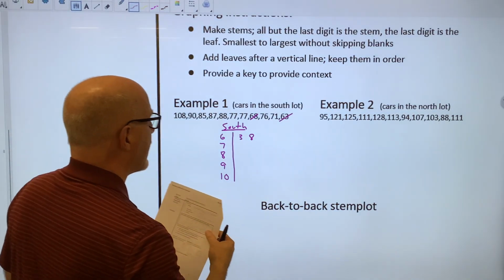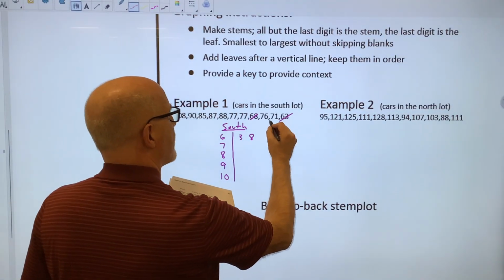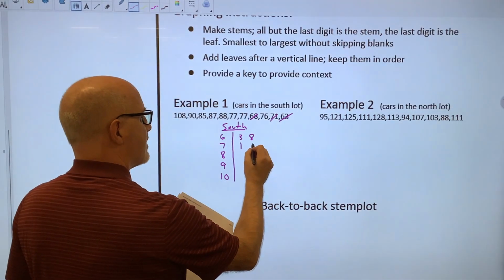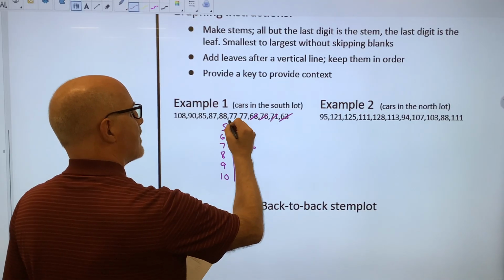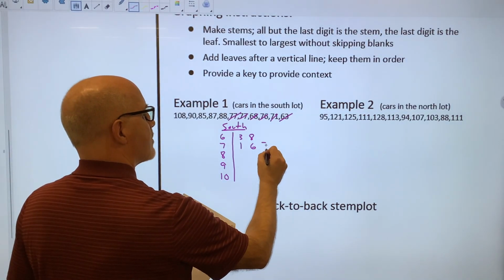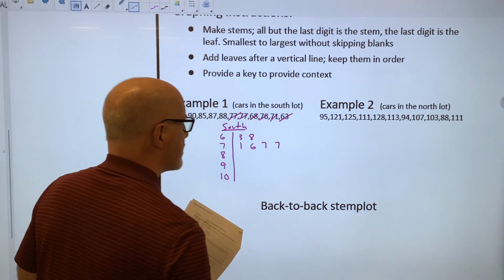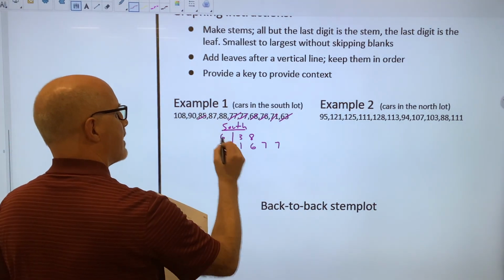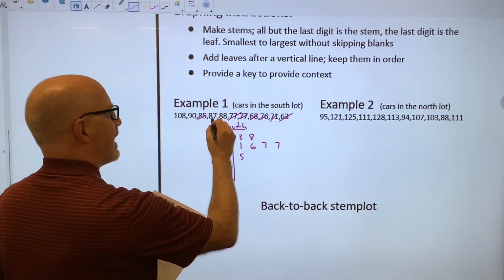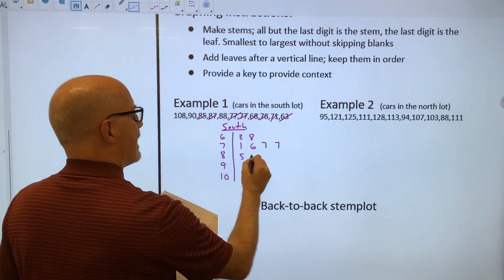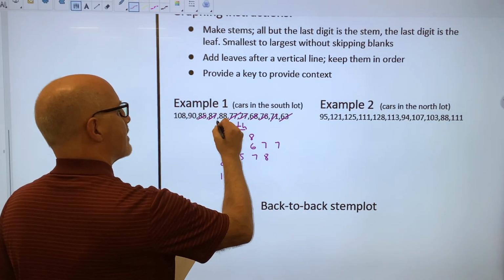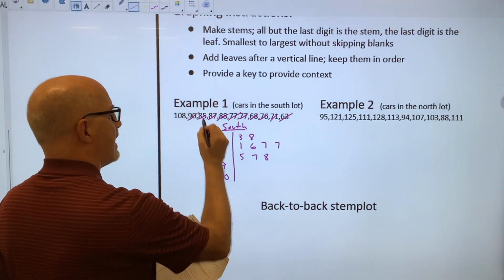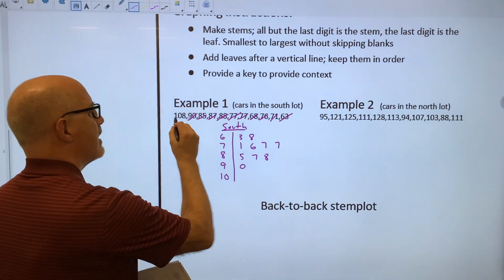And then I keep going. I've got my next one is 71. And then my next number is 76. So cross that off. And then two 77s. So just list those last digits. And then in the 80s, I have an 85. It's my next one. And then I've got 87 and 88. That's my next number. And then lastly, I've got 90, so I'll put 90, and 108.